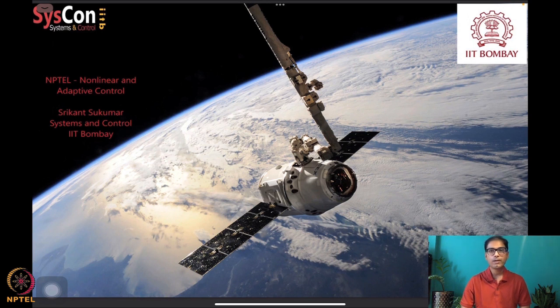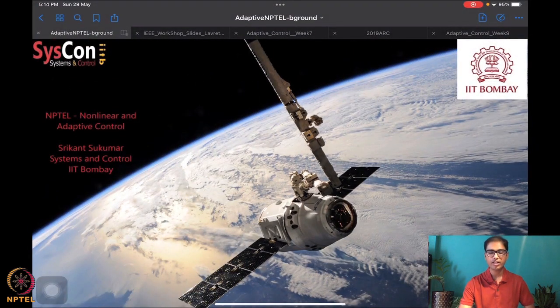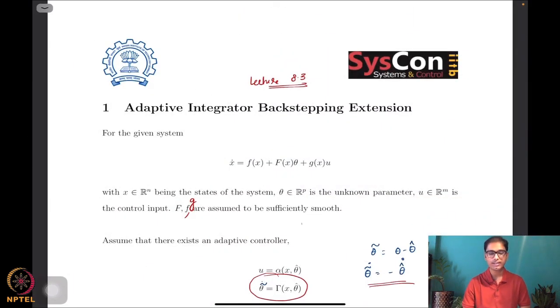So we are well into the eighth week of our course on nonlinear and adaptive control. And I think it's evident to all of us that we are now in a very good position to be able to design control algorithms that drive autonomous systems such as the SpaceX satellite that you see in the background. We have looked at several different adaptive control designs by now, and I think all of you have gotten a very good hang of how we are going about these designs.